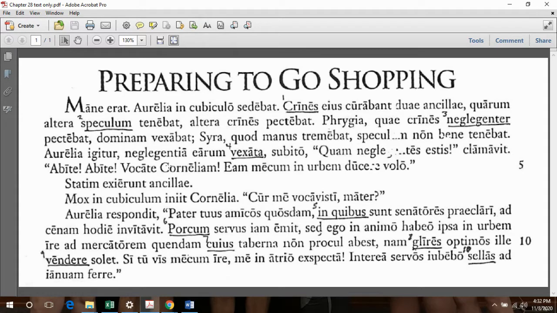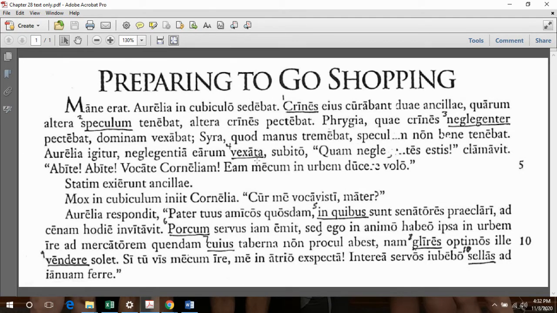Tenebat being your imperfect. Aurelia igitur, Aurelia therefore, the one vexata. Now this is a perfect passive participle. Remember that perfect passive participles are fourth principal parts, and this is the fourth principal part of the verb vexo, vexare, vexavi, vexatus. And it is modifying our subject Aurelia.